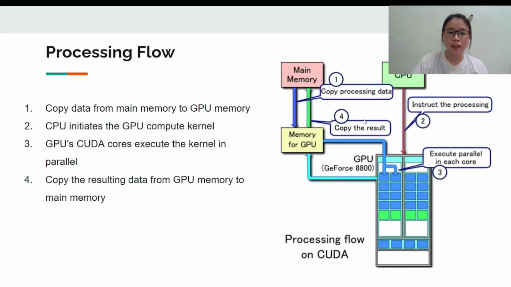Okay. Next is the processing flow of CUDA. So at first, it copies data from memory to GPU memory. Second, the CPU instructs the processing. The CPU initiates the GPU compute kernel. Third, the GPU's CUDA cores execute the kernel in parallel. And fourth, copy the resulting data from GPU memory to memory.